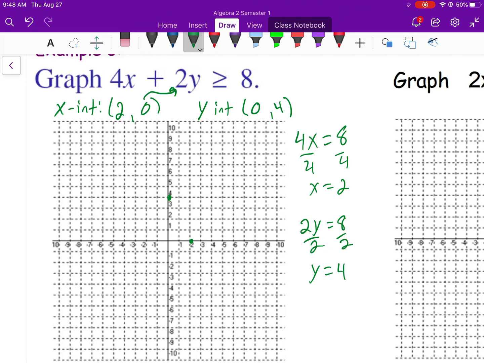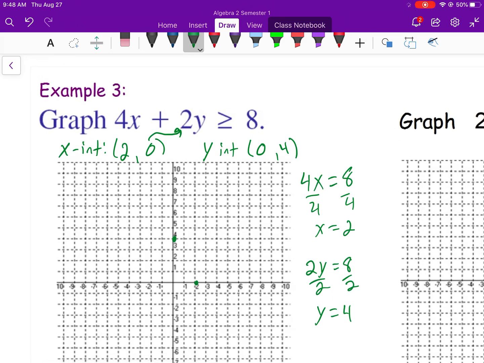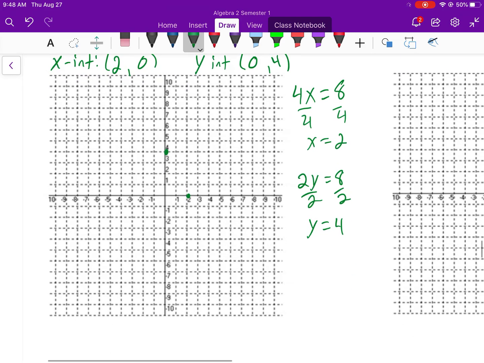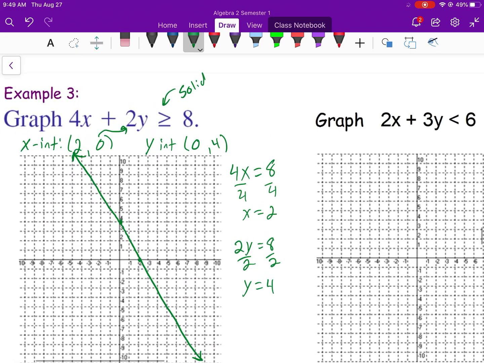And then we said we need a solid or dashed line. In this case, since it's greater than or equal to, we need a solid line because of that. So then let's just make our line. And then from there, pick a point, in this case above or below, to determine what side is true. Now, when I can, I always like to use 0, 0. That is going to be the easiest point to use, because when I use 0, 0, guess what happens? I plug in 0 there, I plug in 0 there.